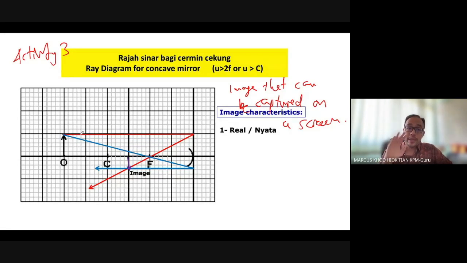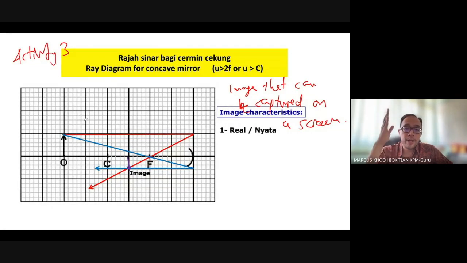So this is different from a convex lens. Okay, for a convex lens, a real image must be on the other side of the lens, because that's what the lens does, it lets light pass through. But a mirror reflects back the light. So if the light is reflected back, then that image is a real image. Okay, the other two, I think you can tell me already. What is this?